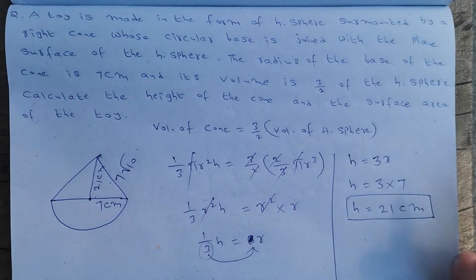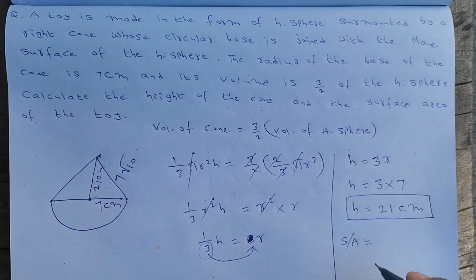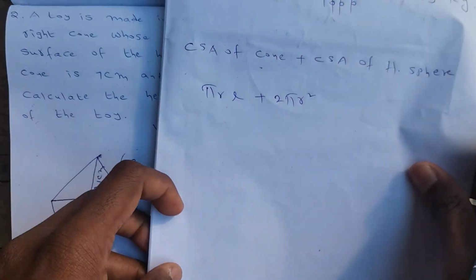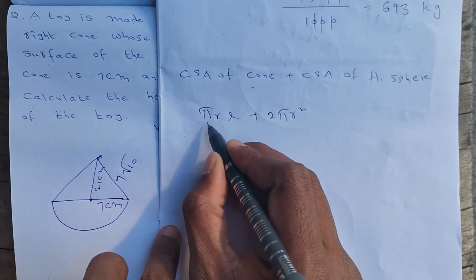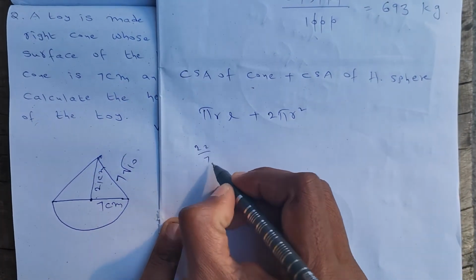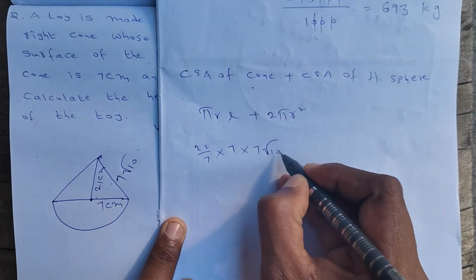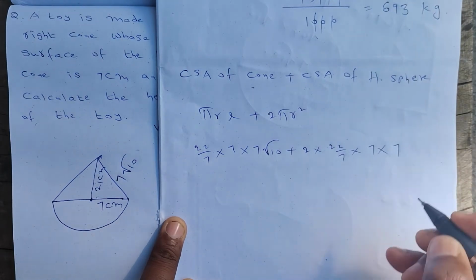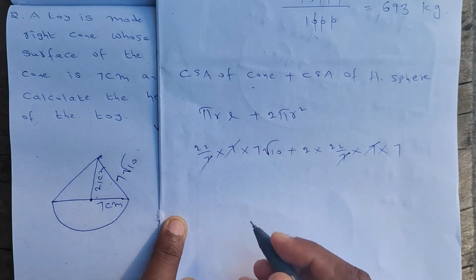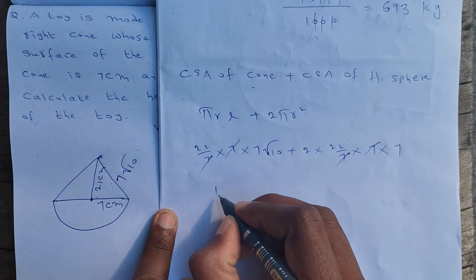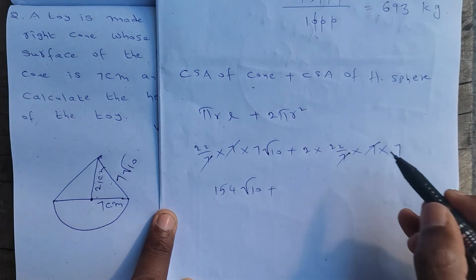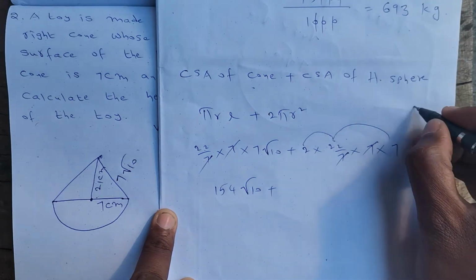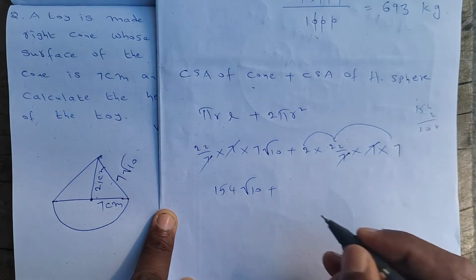Okay, now he is asking about the surface area. So surface area is nothing but the curved surface area of a cone plus the curved surface area of a hemisphere. Let us substitute the values. Pi value 22/7 into radius 7 into slant height 7 root 10, plus 2 as it is into pi value 22/7 into radius 7 into 7. Here 7 cancels, here 7 cancels. So 22 into 7 is 154 times root 10, plus 22 into 7 is 154, and 2 times 154 is 308.